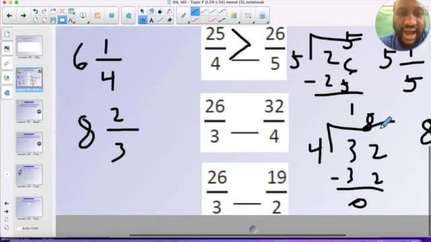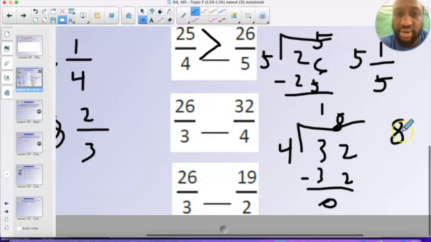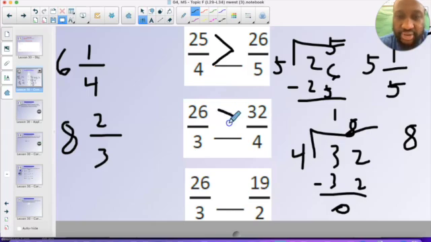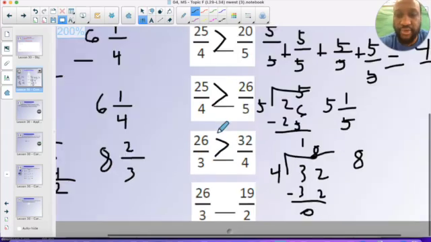The same thing here. I have 8 2/3, and I have 8 wholes. So 2/3 more than 8. So that means 26/3 is greater than 32/4.